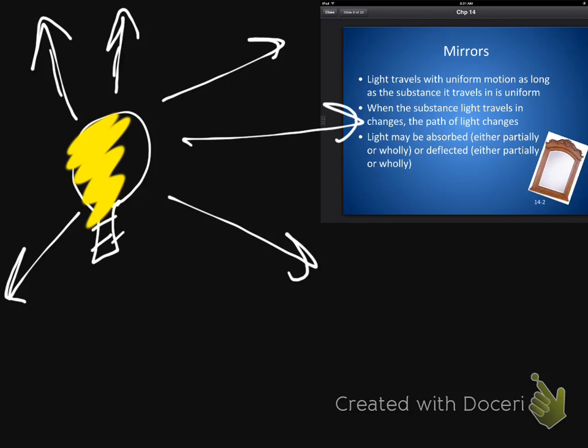When light does hit an object, basically there are two things that can happen. It can be absorbed or it can be reflected. Now what's interesting is that we have partial absorption and partial reflection.